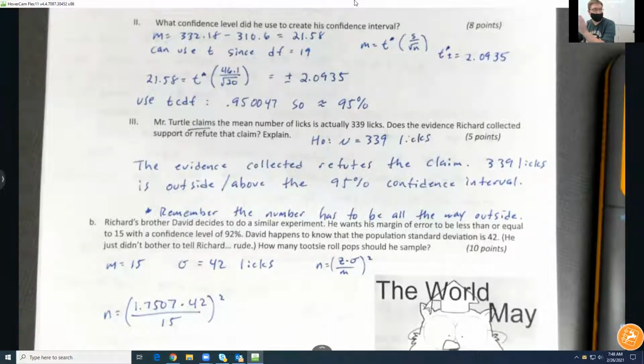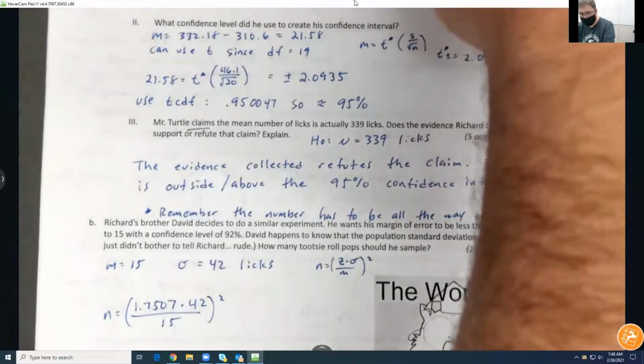The entire interval has to be above or below your thing in order for it to be true, false, whatever, support, refute, that kind of stuff. All right, last part on this one, part B.